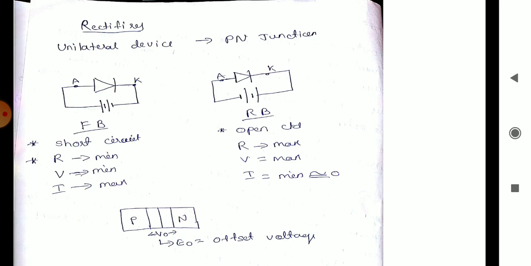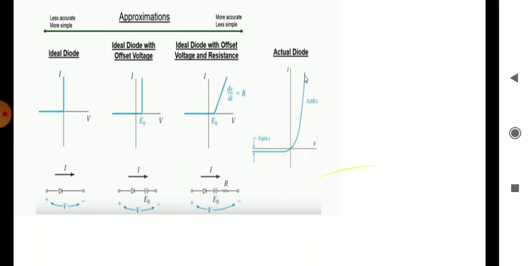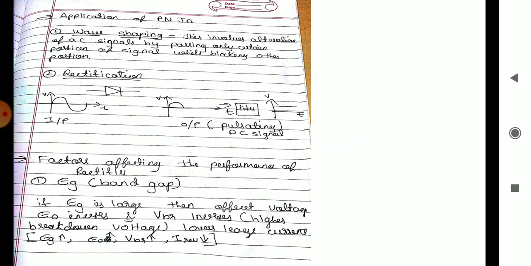Here V naught or E naught we call it the offset voltage, that is the junction voltage. If we know this concept, then we can draw all 4 graphs. So the last one is the actual graph. After that we studied the applications of a PN junction, that is one is wave shaping and second one is rectification. In the rectification process, we get a pulsating DC. In order to get a pure DC, we supply that pulsating DC to the filter, then we will get a pure DC.